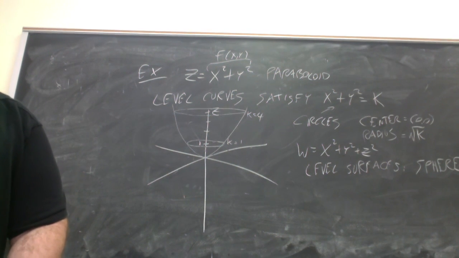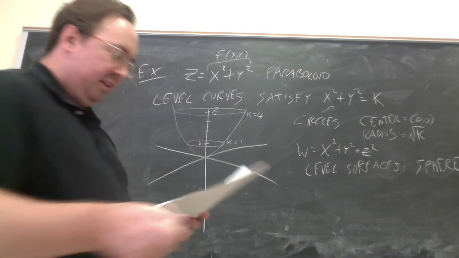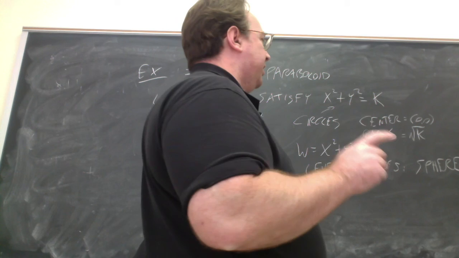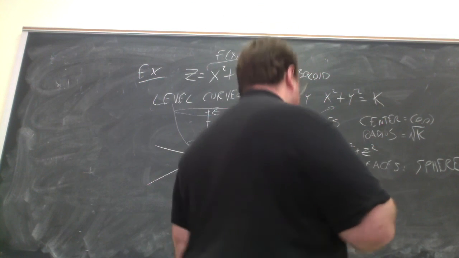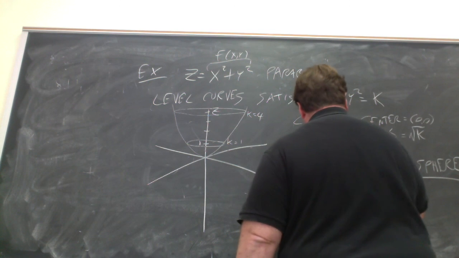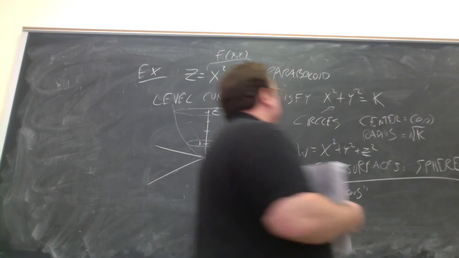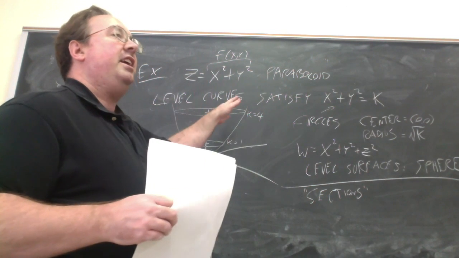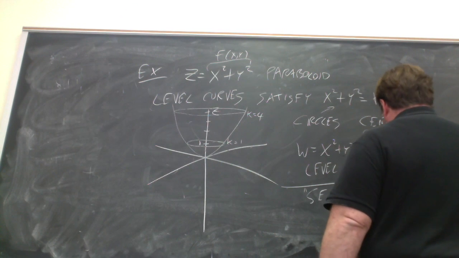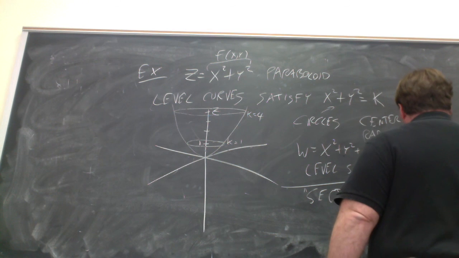Now, unfortunately time is running short. I'll mention this very quickly because it doesn't come up in the homework, but it's a useful visualization technique called sections. In level sets, you're setting your output equal to a constant. Sections is the opposite. You set the input equal to a constant.